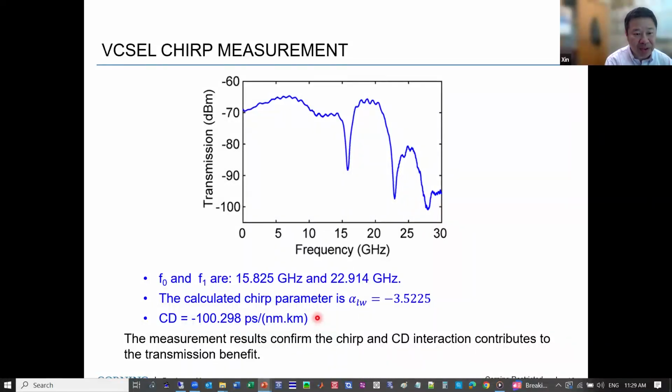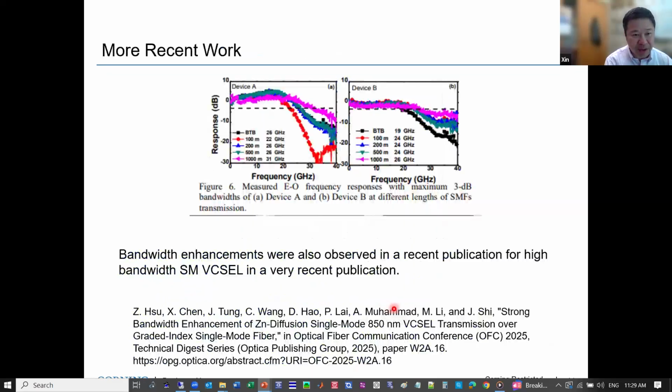So here we confirm the single-mode VCSEL has a very strong negative chirp, which is consistent with and explains the experimental observation of transmission enhancement. Next slide, please.